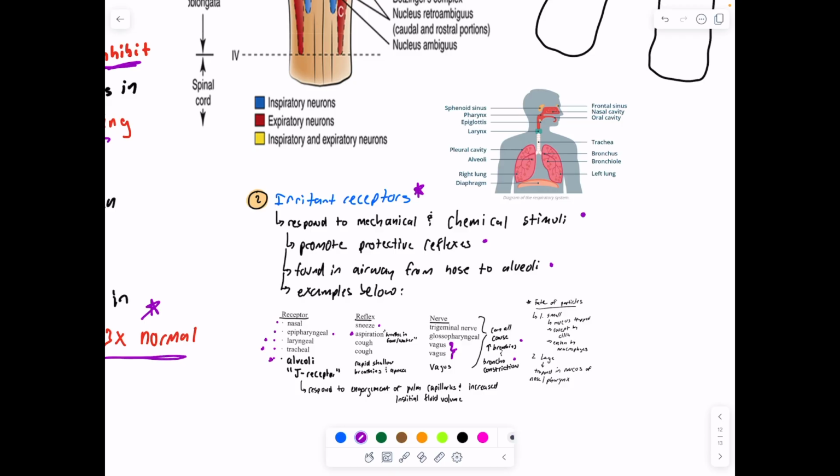Then you have these J receptors in the alveoli themselves, and they respond to engorgement and enlargement of the pulmonary capillaries and increased interstitial fluids. The J receptors synapse with the vagus nerve, and they're going to cause rapid shallow breathing, and they can also cause apnea. All right, and so our irritant receptors are dealing with particles.